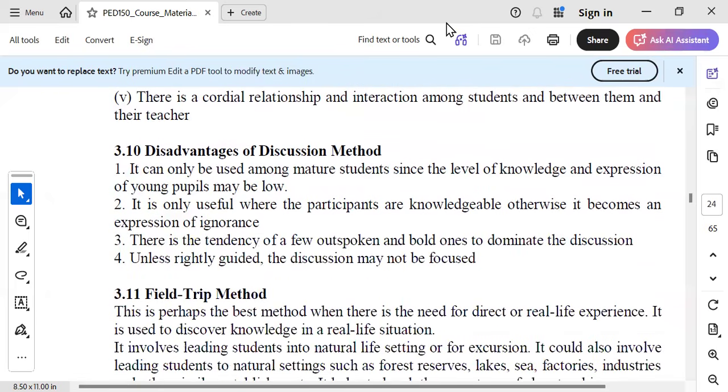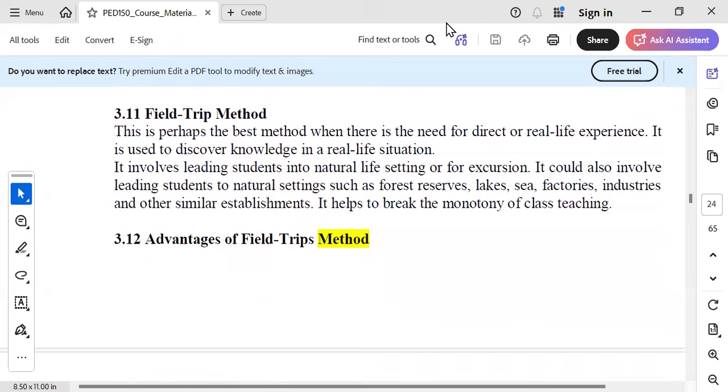Then we have some of the disadvantages listed. It can only be used among mature students. Imagine you using the discussion method in a nursery class. Now, what do they know that they want to discuss? They don't have much in their head. You will not say that primary school students should come and discuss. No.